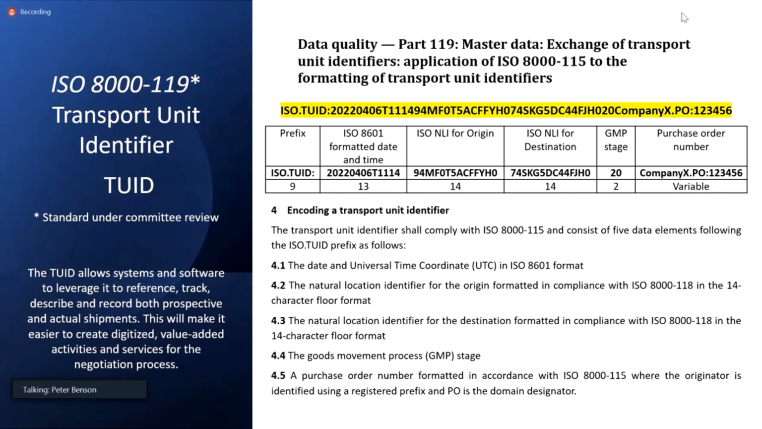Now, of course, we need to know who's issuing this, who's going to be responsible paying it. Is this real? So again, we use a purchase order number, and we use a purchase order number in the ISO 8115 format, which tells us we have to have a prefix in front that tells us which company issued that number. So the actual purchase order number is 1, 2, 3, 4, 5, 6, but I can back off and say, well, company X issued that purchase order.